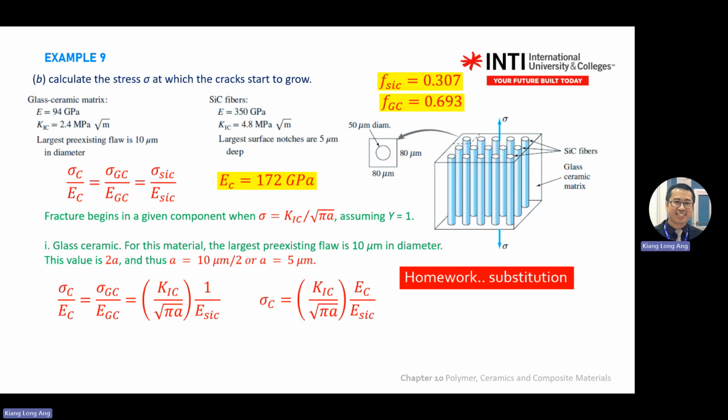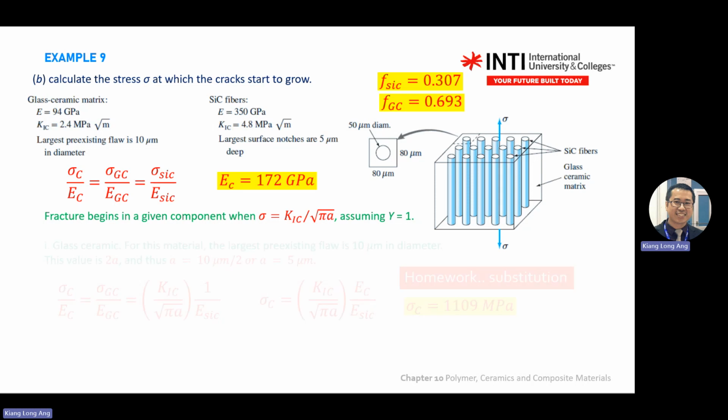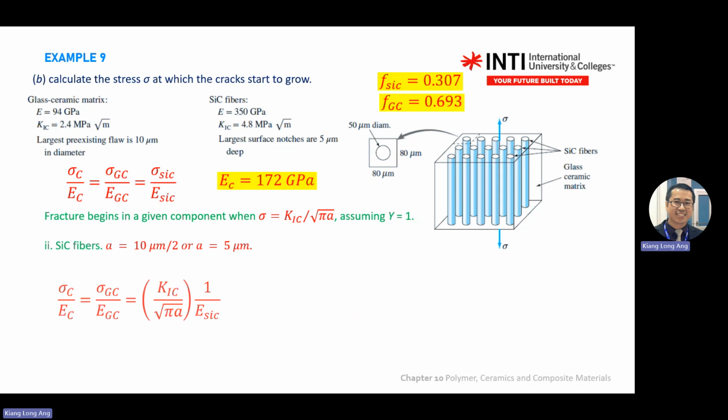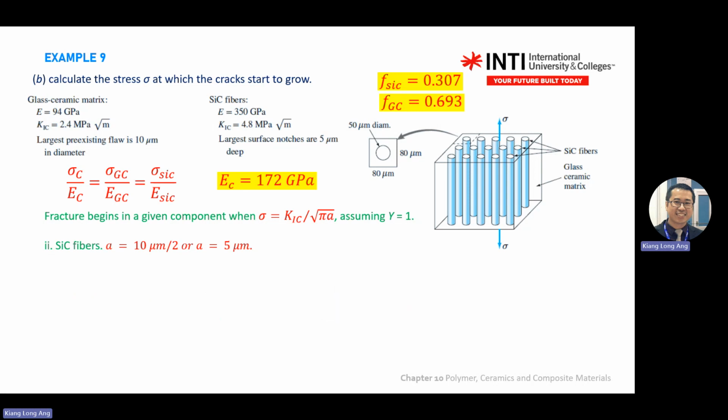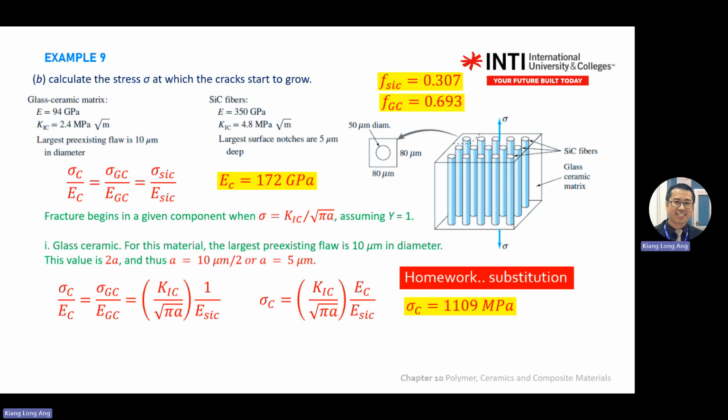So at the first step here, we use the glass ceramic matrix. Then we calculate the ceramic matrix. It gives you the composite stress. Then you see the second step, it used the silicon fiber. Okay, you'll find a different value. For silicon fiber, it's 500 something, near to 600 megapascal. And for glass fiber, it's 1000 something.